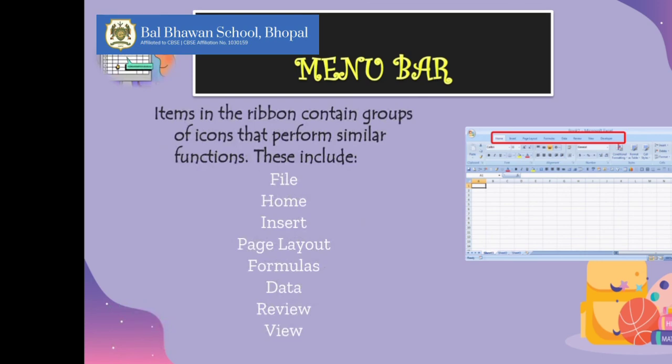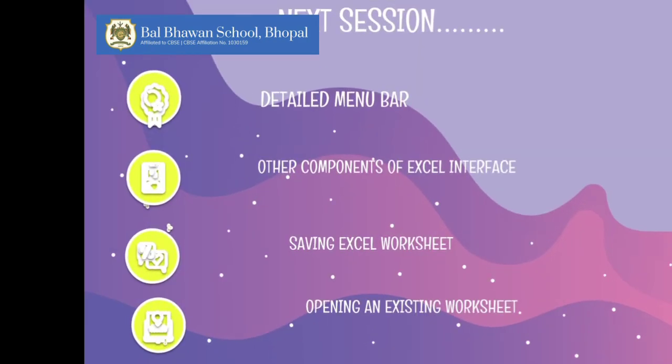Data, Review and View. Now, in our next session, we will be discussing the next set of components of the Excel interface. In detail the menu bar, that means whatever items are there in the menu bar, we are going to talk about them in detail. Then how you can save the Excel window and how you can open an existing file or existing worksheet.